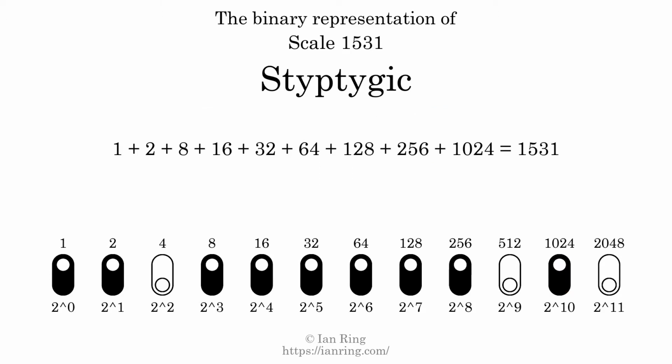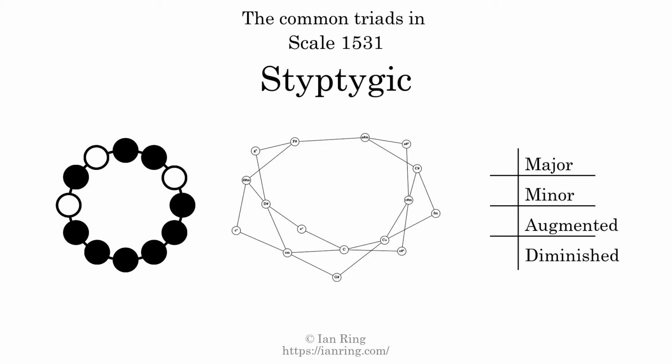The powers of 2 that are present in the scale, all added together, equals 1531. That is why the scale number, in decimal, is 1531. The scale number not only enumerates the scale with a unique index, but it also literally describes the tonal content of the scale. Represented as a binary number in base 2, the scale number is 0101111111011. Here are the common triads present in this scale.